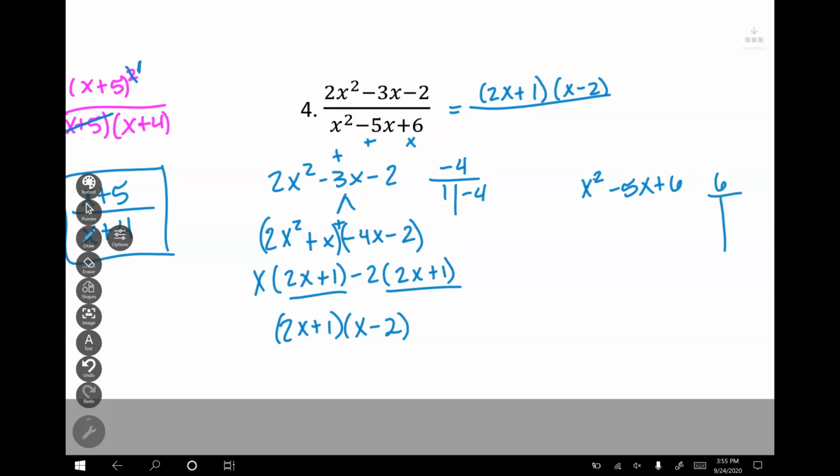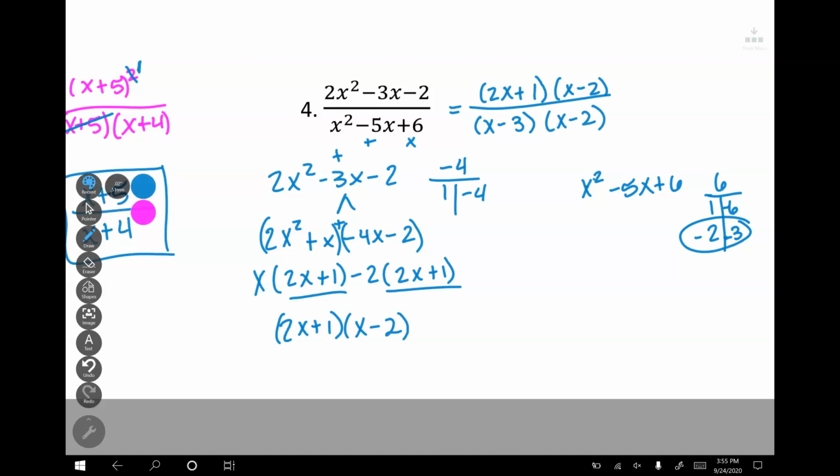So they need to multiply to positive 6 and add to negative 5. So your options are 1 and 6 and 2 times 3. Well, they need to multiply to positive 6, so they have to have the same sign. So I can't use the 1 and negative 6 because that would multiply to give me negative 6. I can use negative 2 and negative 3 though, and that will give me negative 5, and when they multiply, they give you positive 6. Perfect. So x minus 3, x minus 2.